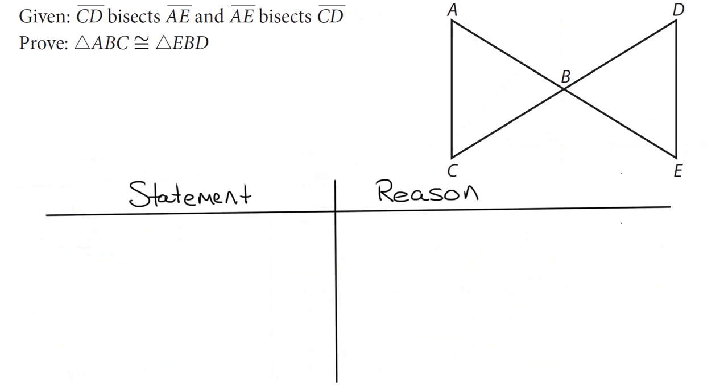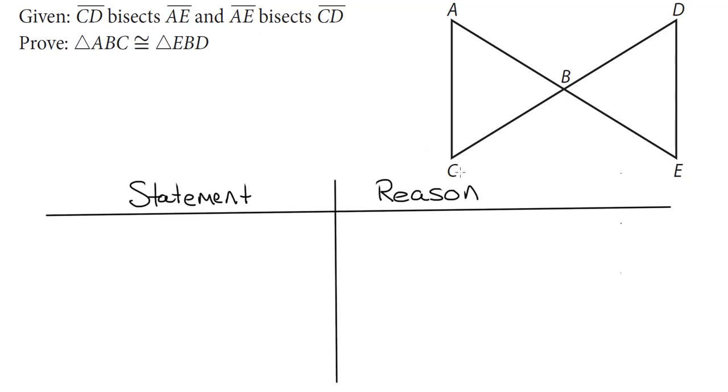Taking a look at this next example here, it says, given side CD bisects side AE and side AE bisects side CD, prove that triangle ABC is congruent to triangle EBD. So now let's look at the diagram and come up with our plan.